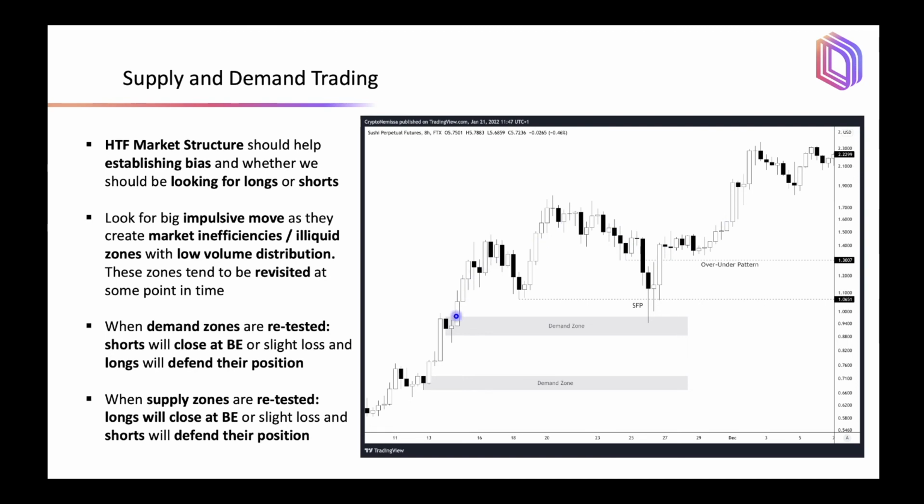And so what will happen when demand zones are retested is that if there were guys that were short this whole time, when price comes back to the demand zone, they're going to close their shorts. So it's going to be buy pressure, because to close their sell positions, they're going to use a buy order. And then you also have all the guys that bought here. When we come back here, they're probably going to double down and defend their position. So you have two sources of fuel to go higher.